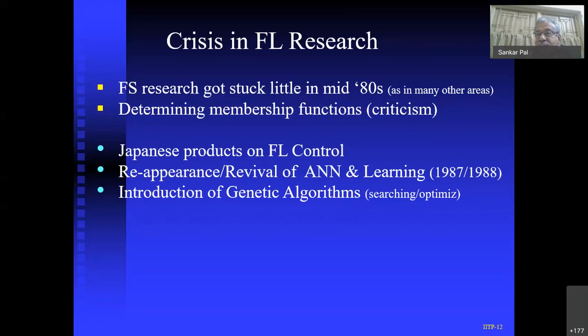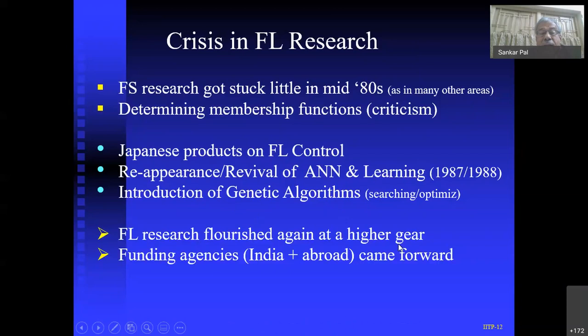Then there was the reappearance of artificial neural networks. Actually, neural network once died, then again came in 87, 88, with learning. Again, after 7 to 10 years, it disappeared. I will tell again, there was the introduction of genetic algorithms, for searching and optimization. So these have reappeared, and then fuzzy logic started and flourished again at a higher gear. Then all funding agencies, even from India, because India always has been a follower of developed countries, started funding. We did not have any funding before for fuzzy logic. But when integration started coming and America was also putting in funds, then the Indian government also started funding projects.